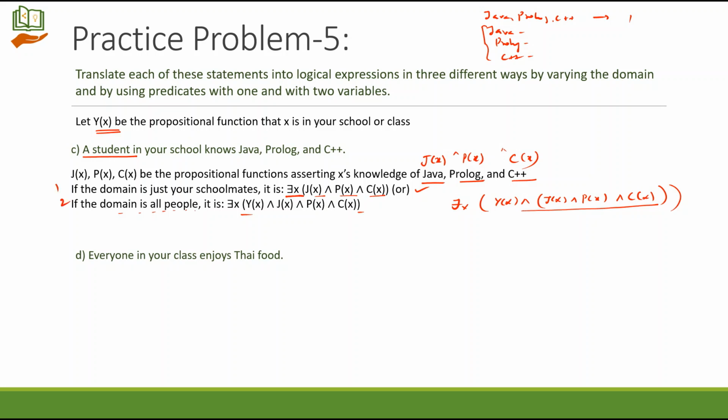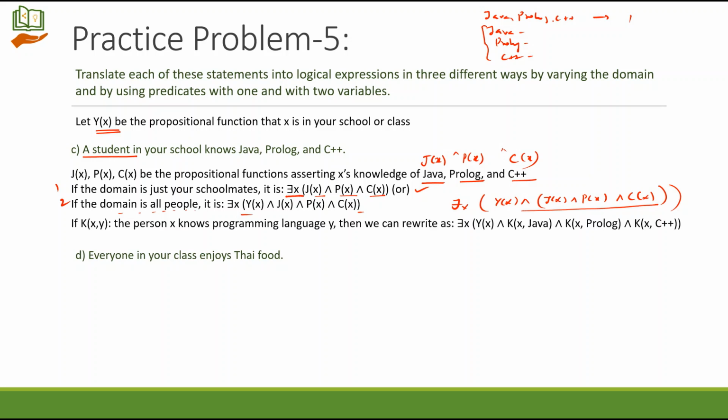So two ways are done. Now what should you take? You have to take two variable domain. So you have to take a person x is having knowledge in particular language. Let's take K of x comma y. The person x knows programming language y. So when K of x comma Java is there, we can say the person knows Java. When K of x comma Prolog is there, we can say x knows Prolog language.